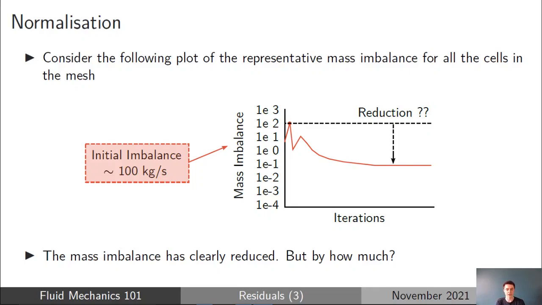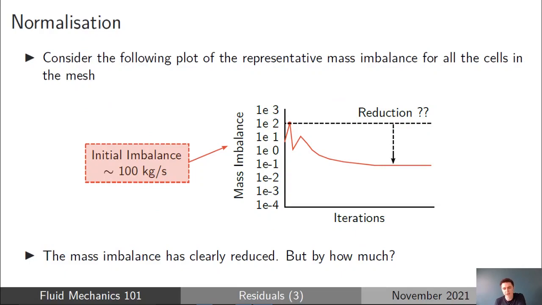You can see that the initial mass imbalance right at the start of the simulation is around 100 kilograms per second, or 1e to the 2. And as we solve that CFD solution, the mass imbalance reduces. By the time we get towards the end of our CFD solution, we can see that the representative mass imbalance is now around 1e to the minus 1. So it's a lot lower than it was initially when we started the solution. This is a good sign. Our mass imbalance has reduced. But what can we do about this?